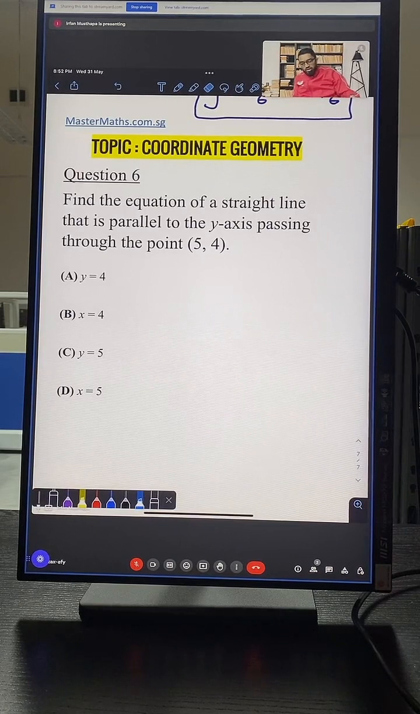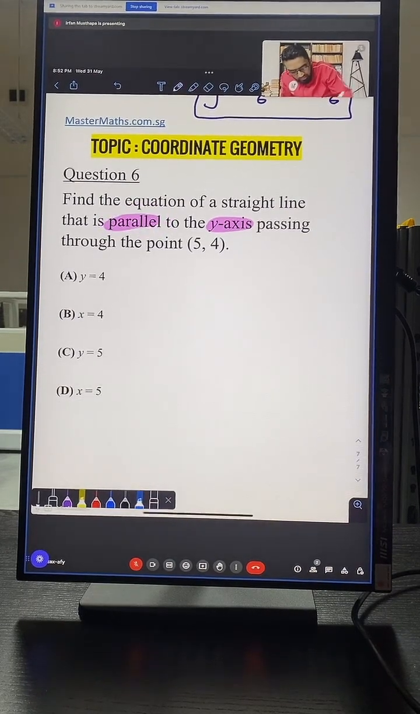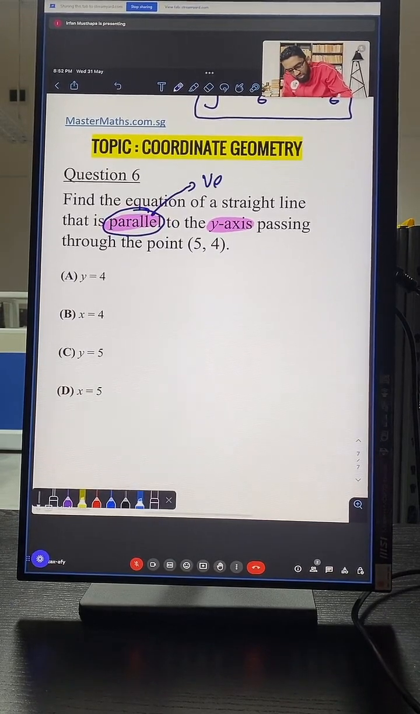Find the equation of a straight line that is parallel to the y-axis, meaning you have a vertical line for yourself. Because the y-axis is going upwards like this, right? Look at my hand. Parallel to the y-axis means you are also going vertically upwards. So again, if you have a parallel line, it means you have a vertical line.